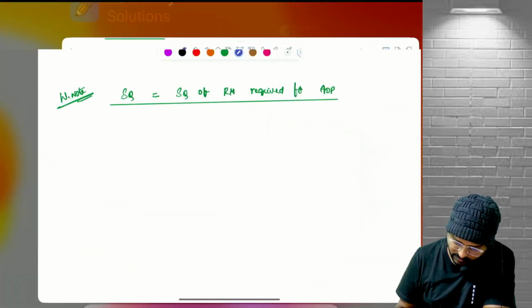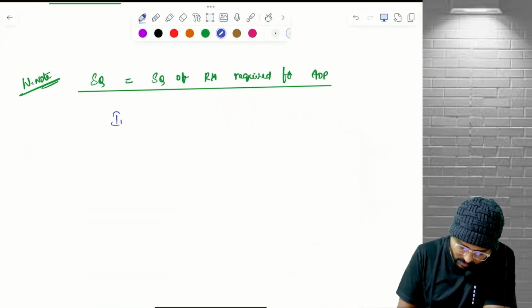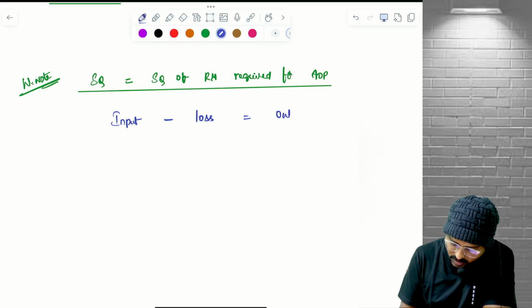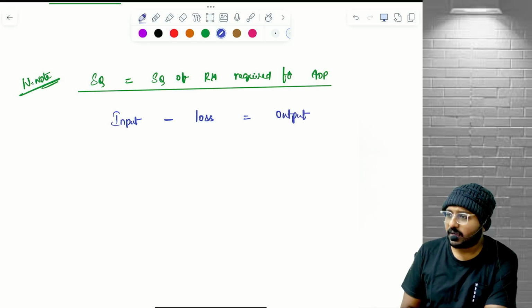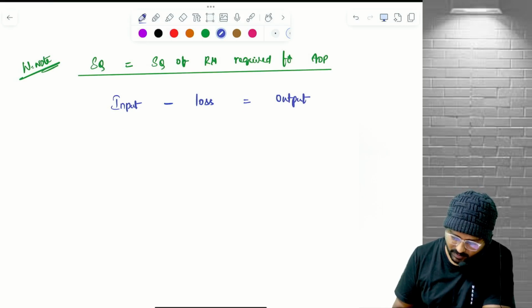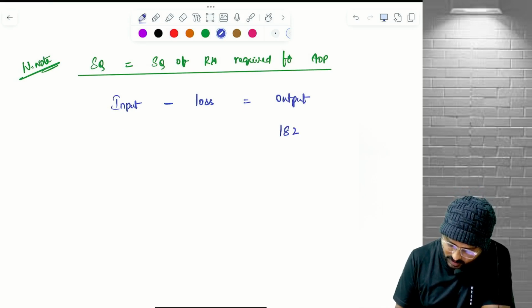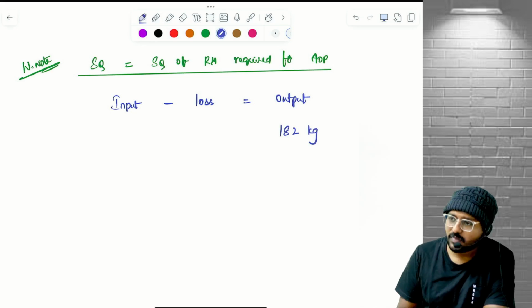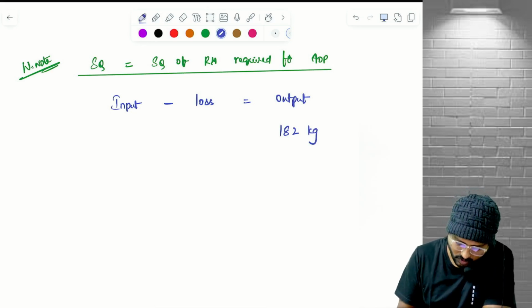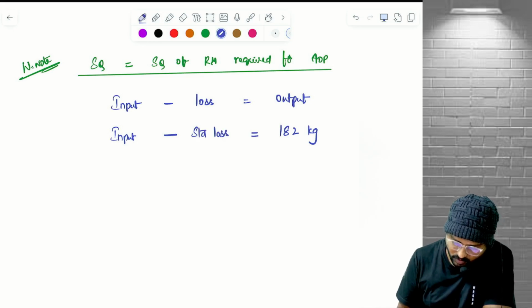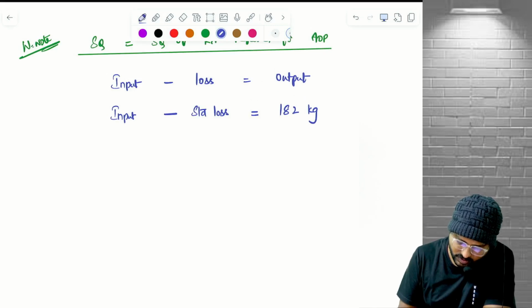Let's take that first. Now, we know that input minus loss is equal to what? Output. Correct? We have seen this from the process costing chapter. Now this output information is given. What is that? 182 kg. Correct? So input I don't know. Minus standard loss is nothing but your output. Input I don't know. Standard loss is how much?